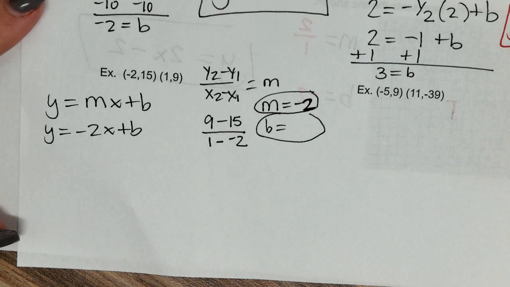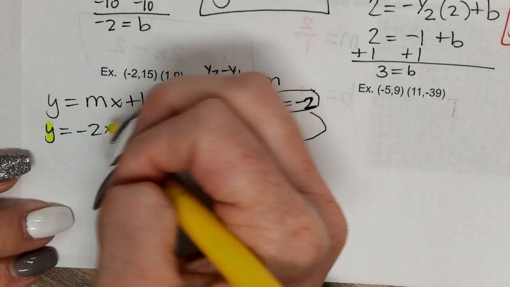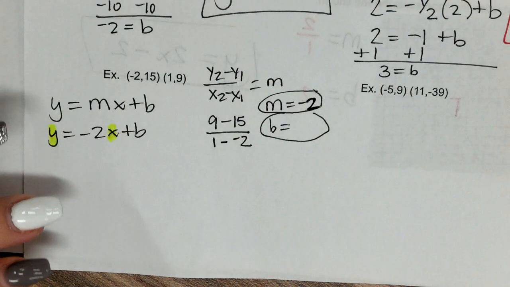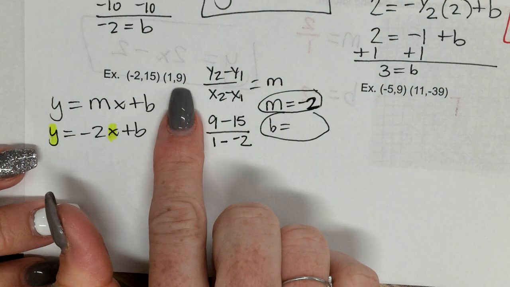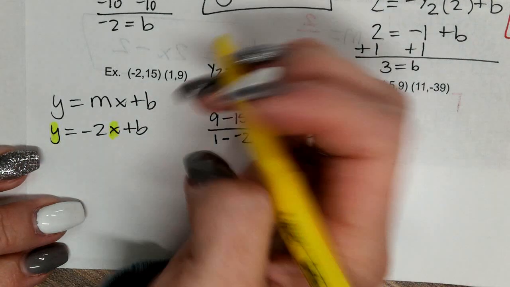Now, to solve for b, what other pieces would I have to fill in? Y and x. You get to pick which one you want to use. Which one looks easier to y'all? I like this one.